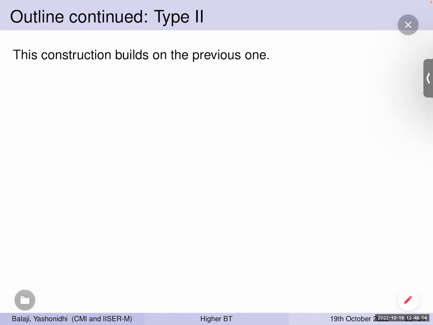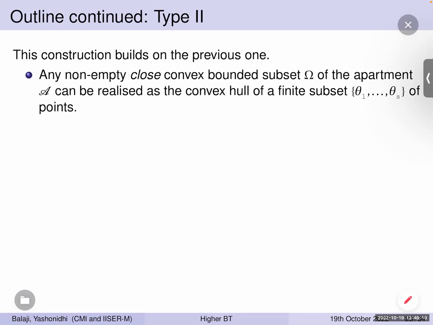Now I'll talk about type 2. So this construction builds on the previous one. It uses the following observations. Any non-empty closed convex bounded subset omega of the apartment A can be realized as the convex hull of a finite subset theta 1 to theta s of points.